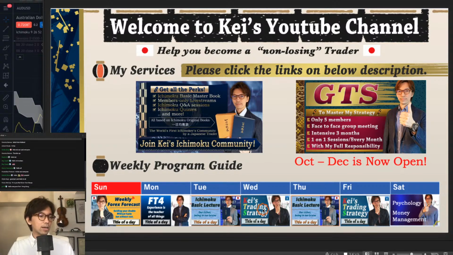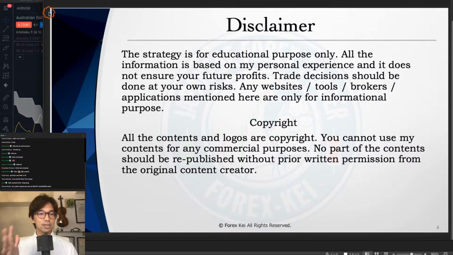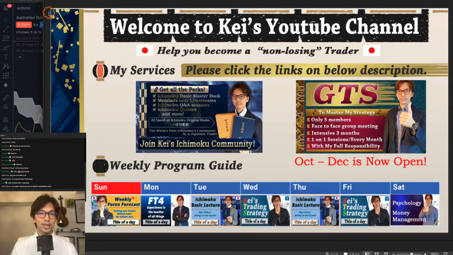Actually, I have positions on AUDUSD right now, so I will show you my real trade and explain from my real trades on this stochastic gold cross. Before starting anything here, just a reminder, all this knowledge is based on my own experience, so when you take trades, please do so at your own risk, always.